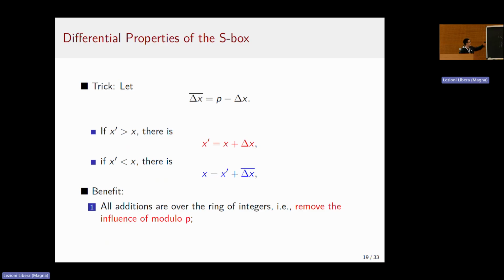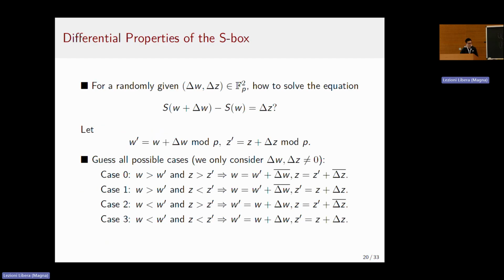Then we have these 2 equations according to the relations between x' and x. And these 2 additions are all over the integers, which means we do not need to care about the modular operation. So we have removed its influence. Now, again, let us recall the problem. We want to solve this differential equation given delta W and delta Z.